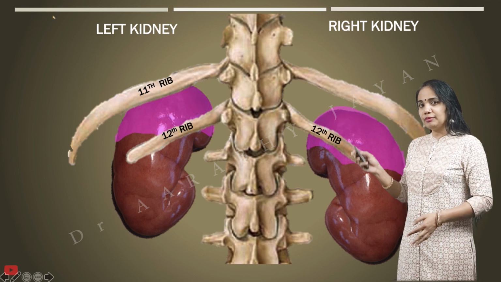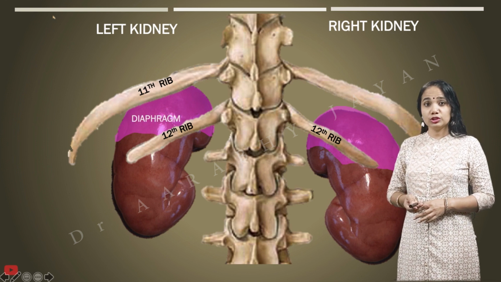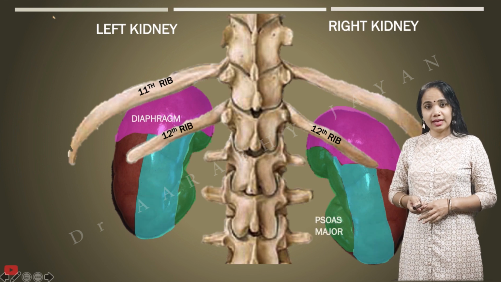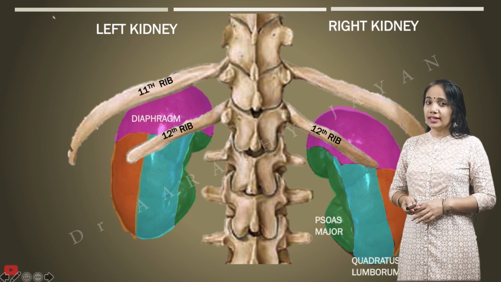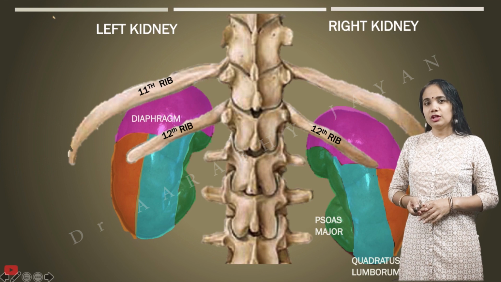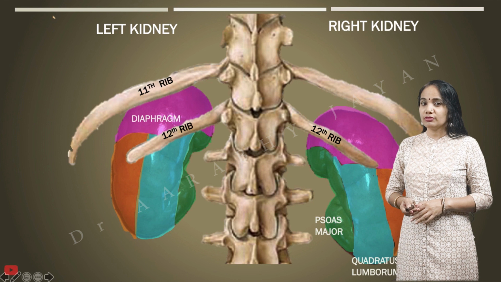Let's color in the diaphragm. It has already come in. It's pink. Let's place the coloring or the position of the psoas major medial most, followed by the quadratus lumborum lateral to the psoas major, and then we have the transversus abdominis. Apart from this, we also have three nerves and vessels related to the posterior surface.